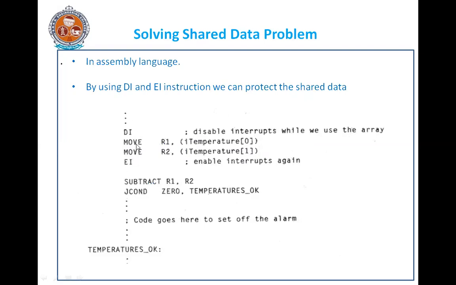Once the two temperatures are read, we subtract both the temperatures. If the result is 0, then the temperatures are okay. Otherwise, if the result is not 0, the code goes to set the alarm. Then the alarm is raised. So this is how we can solve the shared data problem in assembly language. Thank you.